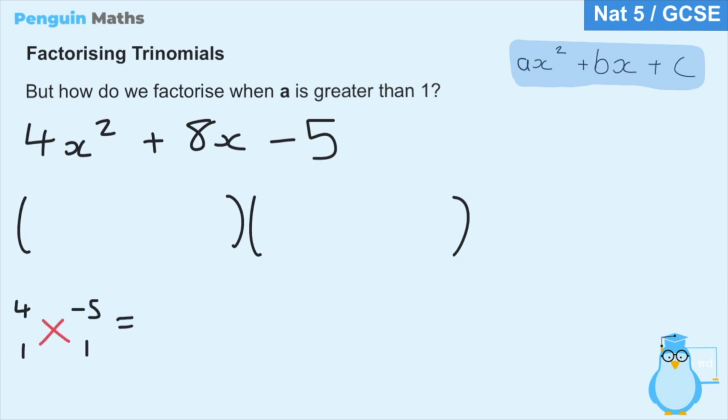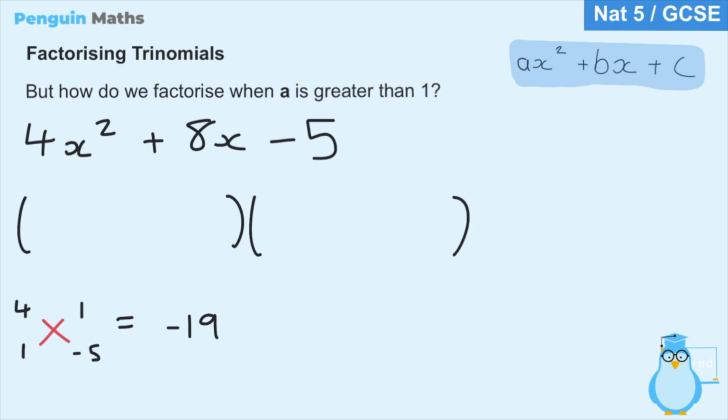And the way that we figure out which is which is to cross multiply the terms in each of the brackets, and the resulting answer should equal the b term, so in this case 8x. So the first combination, we have 4 and 1, minus 5 and 1. 4 times 1 is 4, minus 5 times 1 is minus 5. 4 minus 5 is going to give us an answer of minus 1, so that's not correct. And if we do it the other way around, 4 times 5 is minus 20, 1 times 1 is 1, minus 20 plus 1 is going to give us minus 19.